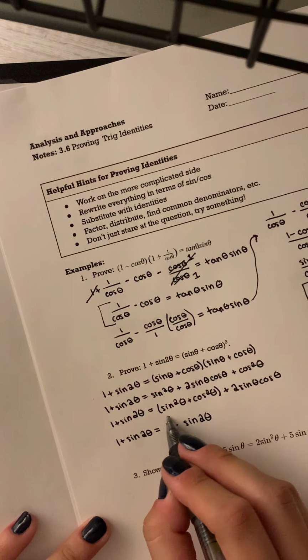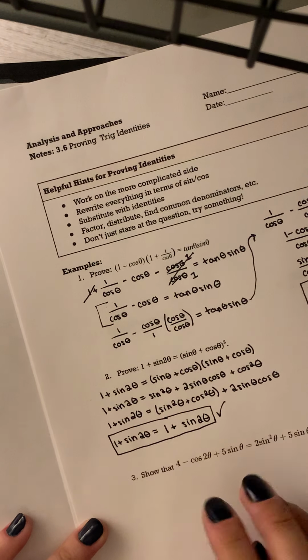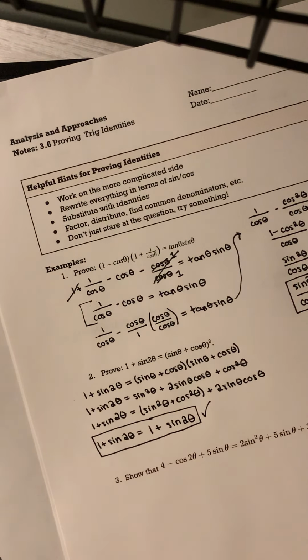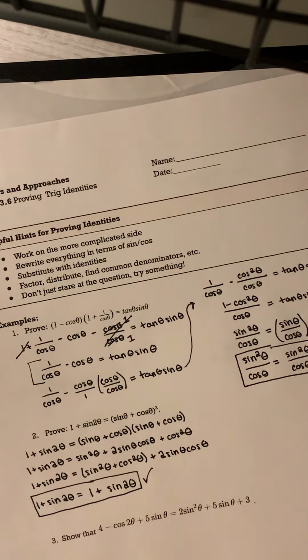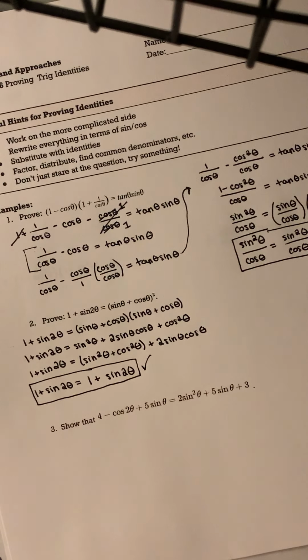And when you look and check back to your left side, that's what we were going for. So there you go. A lot more simple than our first problem, but that's just kind of how these things go. It depends on what problem you're working with and what identities you can use as far as how complicated and how long they're going to take you to figure out.